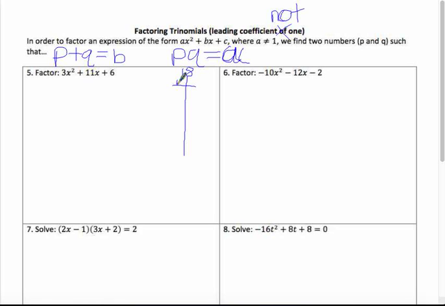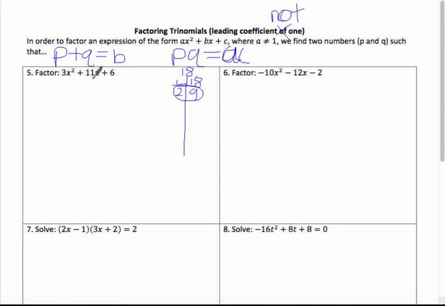So I have 1 and 18, 2 and 9, and there it is, 2 and 9. 2 plus 9 is 11. Okay, now this is the part where, stay with me. So I don't skip straight to my two factors. It's not x plus 2, x plus 9. It's not 3x plus 2 and 3x plus 9.